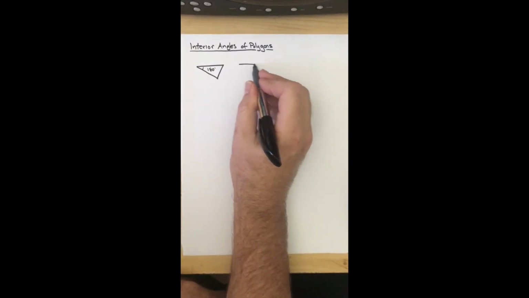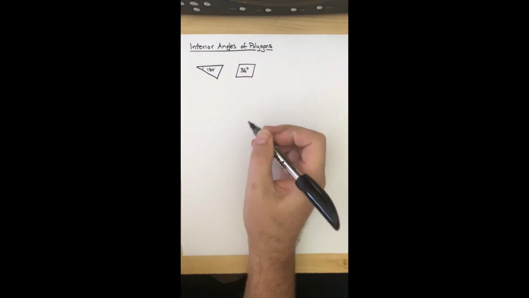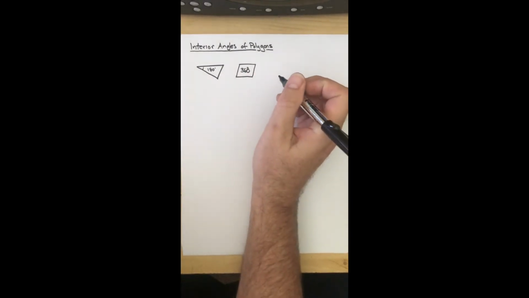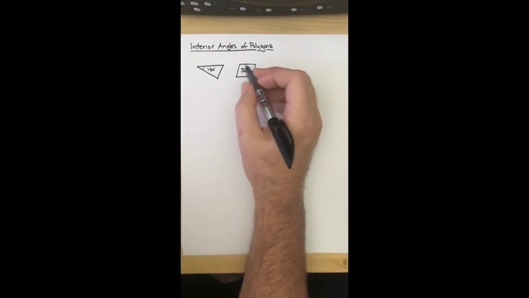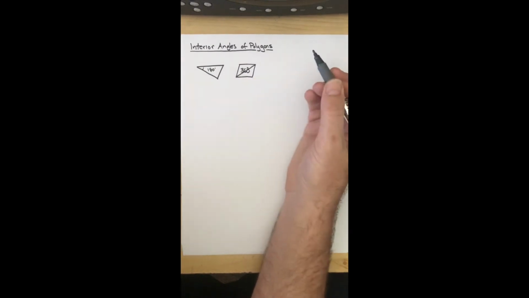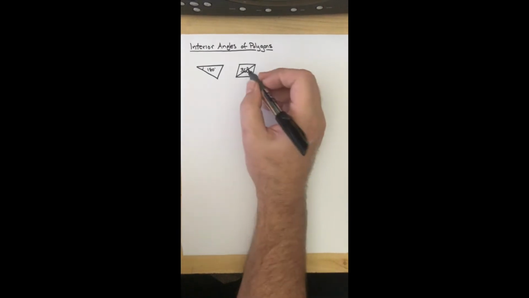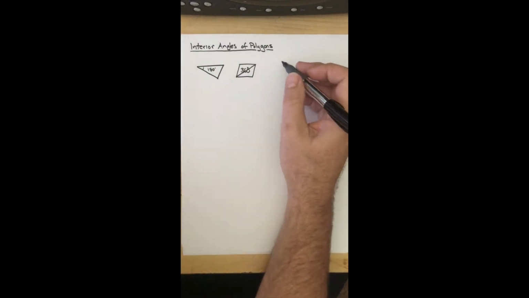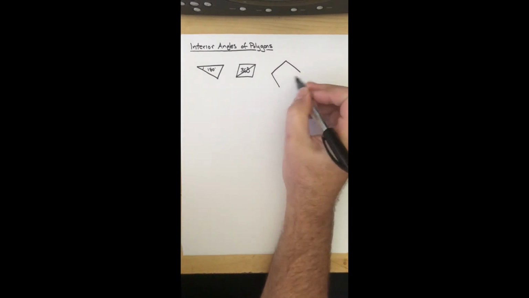A shape with 4 sides, well, we already know that's 360 degrees. Oops, forgot the 0. And the way we know this, or one of the reasons we know this, is we can split a 4-sided rectangle, or a quadrilateral in this case, in half and get 2 triangles, and each triangle is 180. But what happens if I have a 5-sided shape, like this here pentagon?